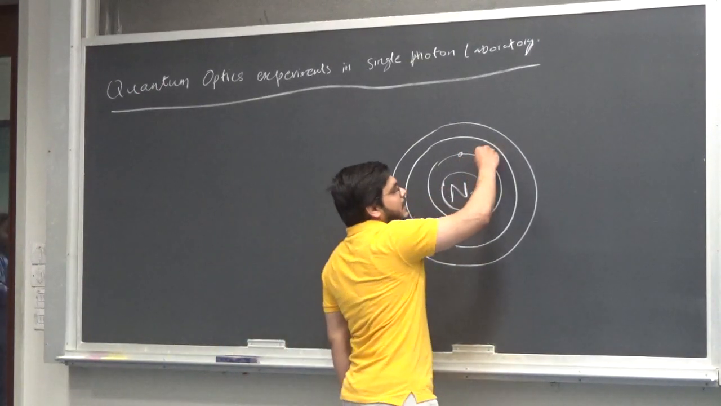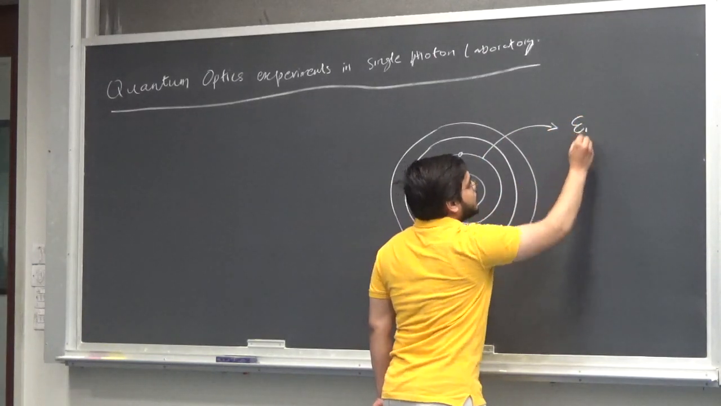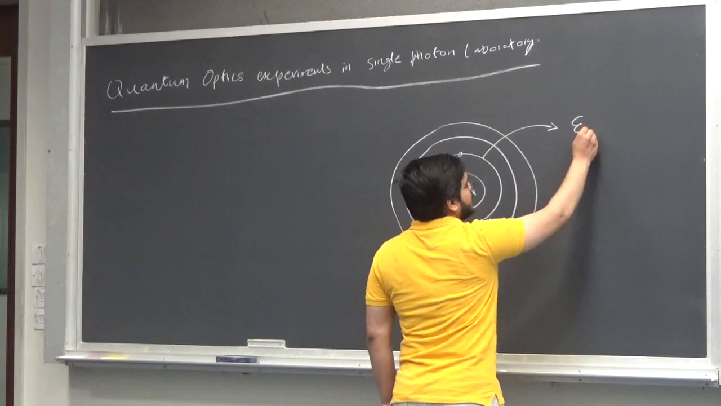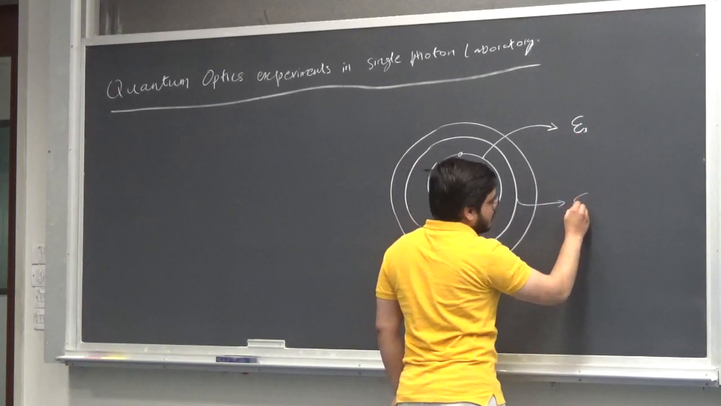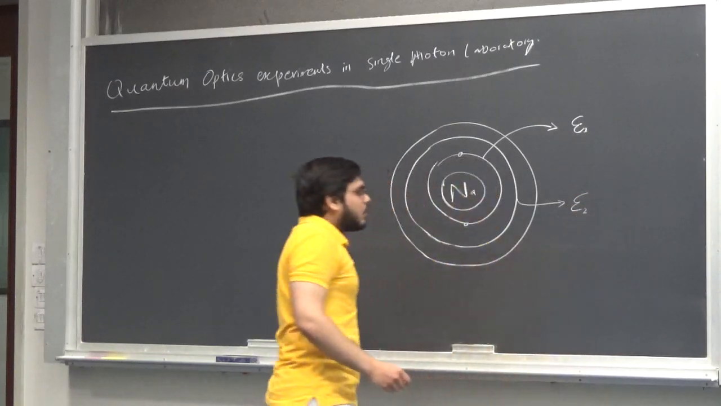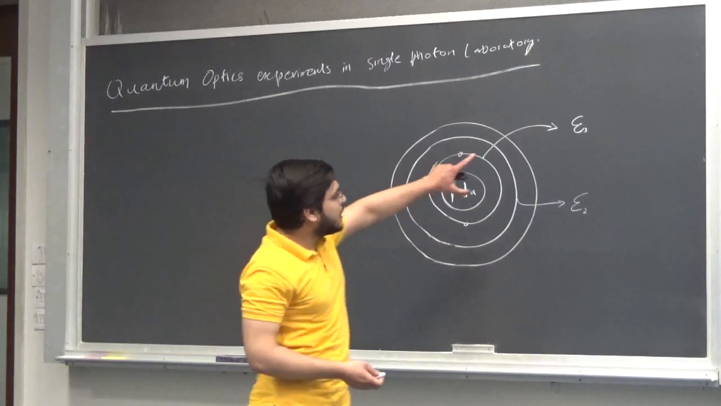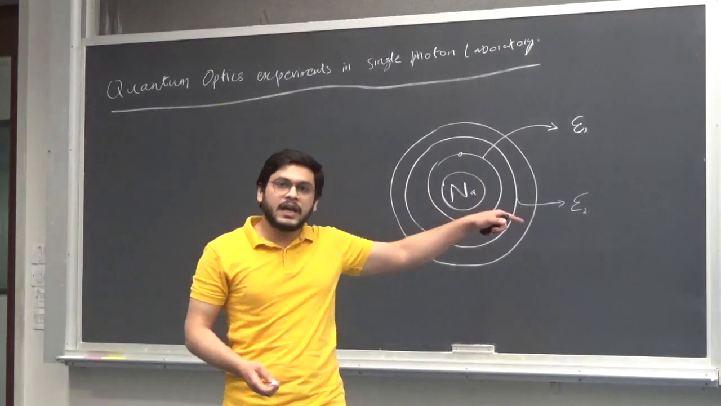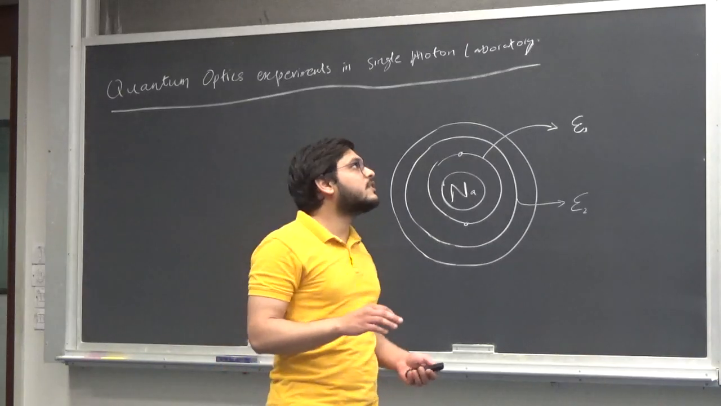This shell has a specific energy associated with it. Let's say it's E1. And this shell has another associated energy. Let's say E2. Now, the quantization of energy says that an electron can have energy E1 or E2, but it can't have an energy in between these two levels. That is the basis of quantization of energy.